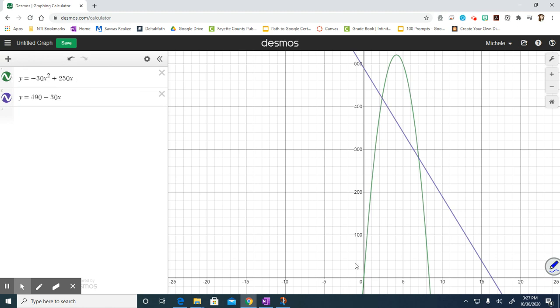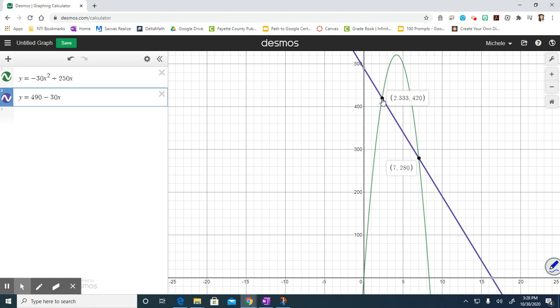The revenue is the green function, and the cost is the purple function. If you notice, the more tickets they sell, the cost of putting on the production goes down. But for revenue, the more tickets they sell, for a while the revenue increases. But then if they sell too many, the revenue is going to start to decrease. And that does happen a lot in production and just in general.